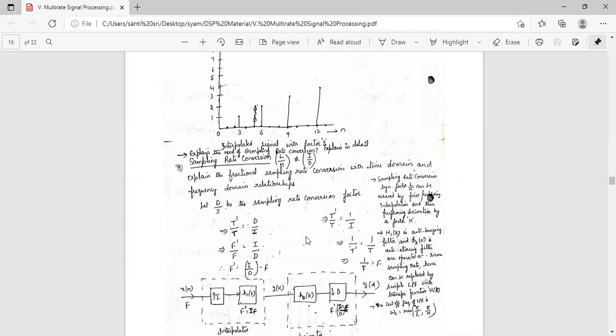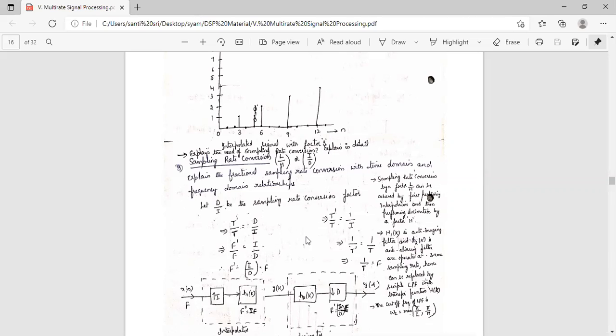Next, explain the need of sampling rate conversion. You have to know about sampling rate conversion. Or otherwise it can be asked like this: explain the fractional sampling rate conversion with the time domain and frequency domain relationships.